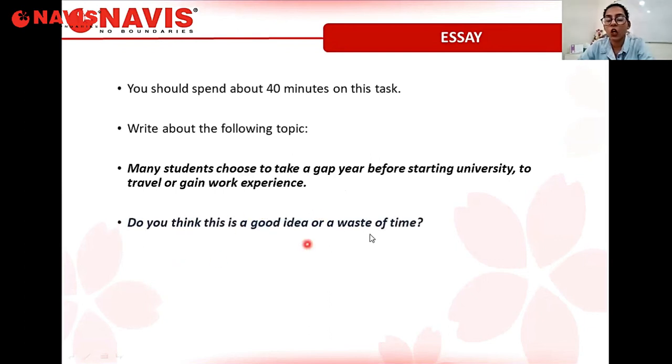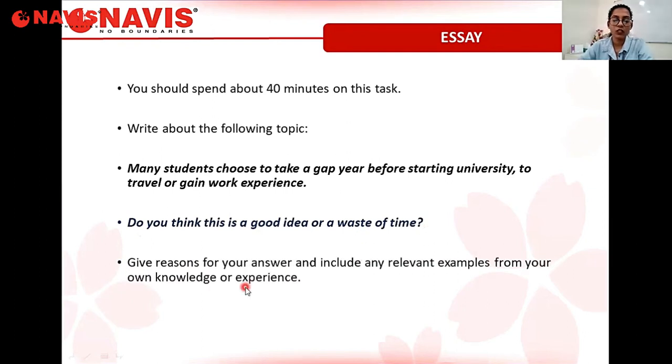So this is something called the introductory question. Do you think this is a good idea or a waste of time? So here we have another bullet point. Give reasons for your answer and include any relevant examples from your own knowledge or experience. Write at least 250 words. This is how you will have it in your mock test as well as in your IELTS exam. So please go through this. This is very important. Okay.